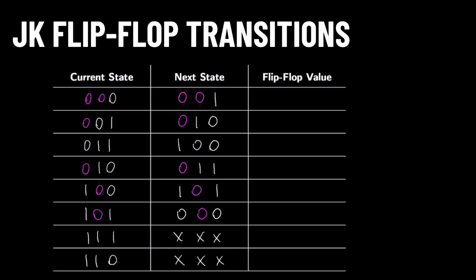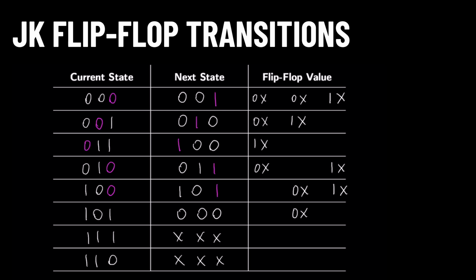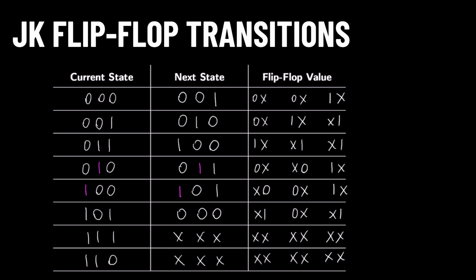Each time we have a current state of 0 and a next state of 0, the J input of the flip-flop must be 0, and the K input is a don't care. Each time we have a current state of 0 and a next state of 1, the J input will be 1, and the K input will be a don't care. When the current state is 1 and the next state is 0, the J input is a don't care, and the K input is a 1. When the current state is 1 and the next state is 1, the J input is a don't care, and the K input is 0.